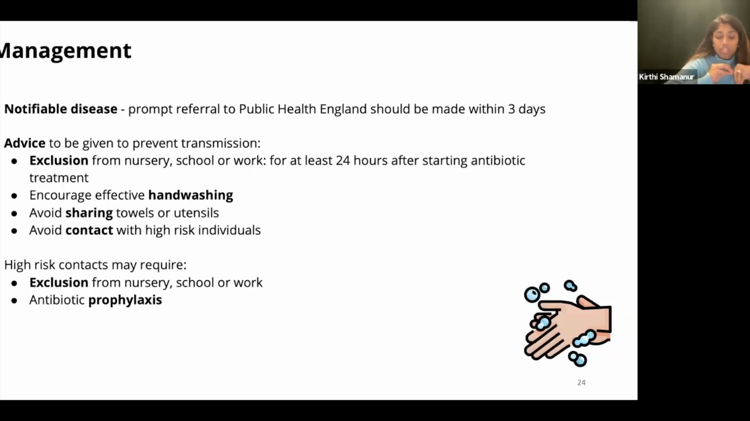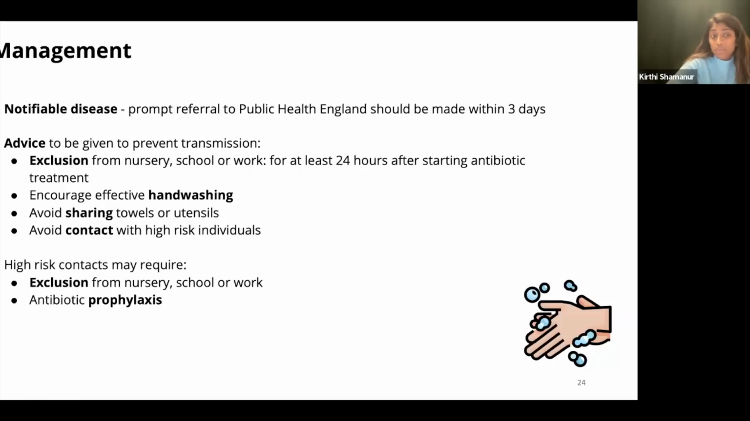It's known that you can spread it, as we said, because if you're not on antibiotics, it just increases that infectious period. So once you start antibiotics, you just need 24 hours. I think that helps with bringing down the infectious time to this very small, only 24 hours. So make sure they stay away from work, and make sure compliance to medication as well.